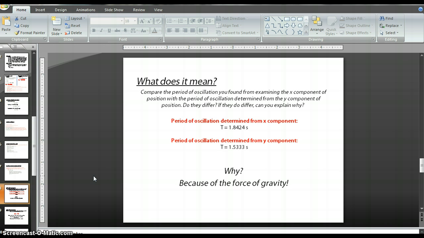And so the what-does-it-mean questions. The first one asked us to calculate the period of oscillations in the x component and the y component and explain why they're different. Well, I did that for you guys right here. As you can see, the x is 1.8 and in the y it's 1.5, and it's different because of the force of gravity acting in the y direction, which is causing the mass to oscillate quicker due to acceleration, and so that's why its period is less than the period in the x direction.